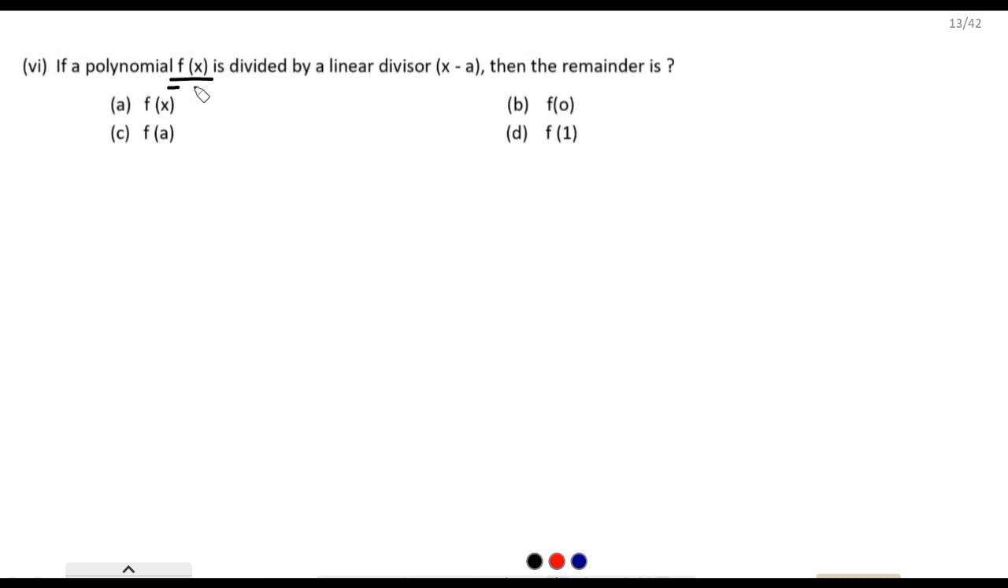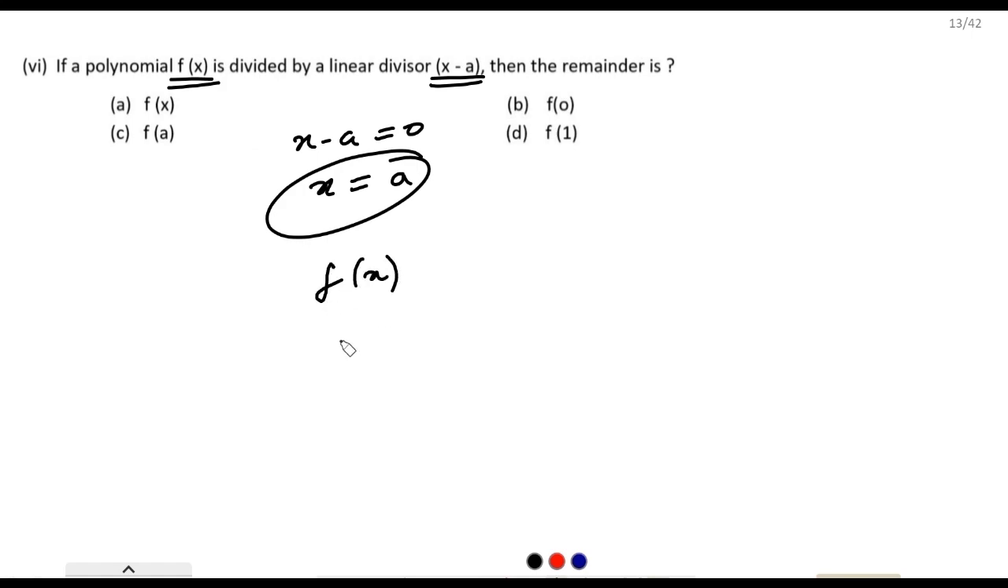If a polynomial f(x) is divided by a linear divisor x minus a, then the remainder is found as follows: if x minus a is equal to 0, then we get x is equal to a. It means if the function is f(x), then f(a) will give us the remainder by the remainder theorem.